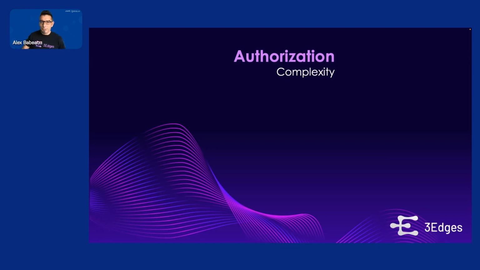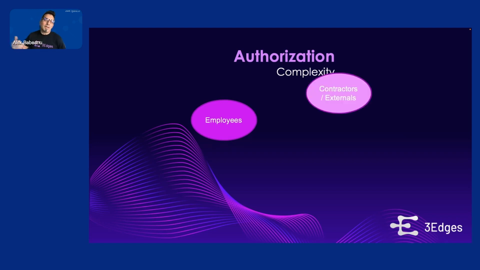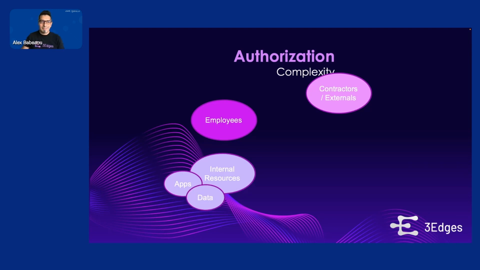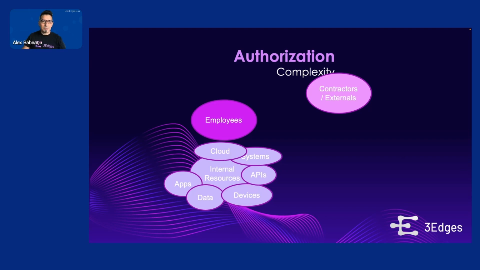unravels is as follows. An organization has a set of employees, of course. They may also have a set of external users, such as contractors. If the organization is a higher education university, for example, they may have all kinds of different types of users, like faculty members, students, staff, etc. All of these users need to access internal resources, right? Such as apps, data, devices, APIs, various systems, cloud environments, and off-the-shelf software.